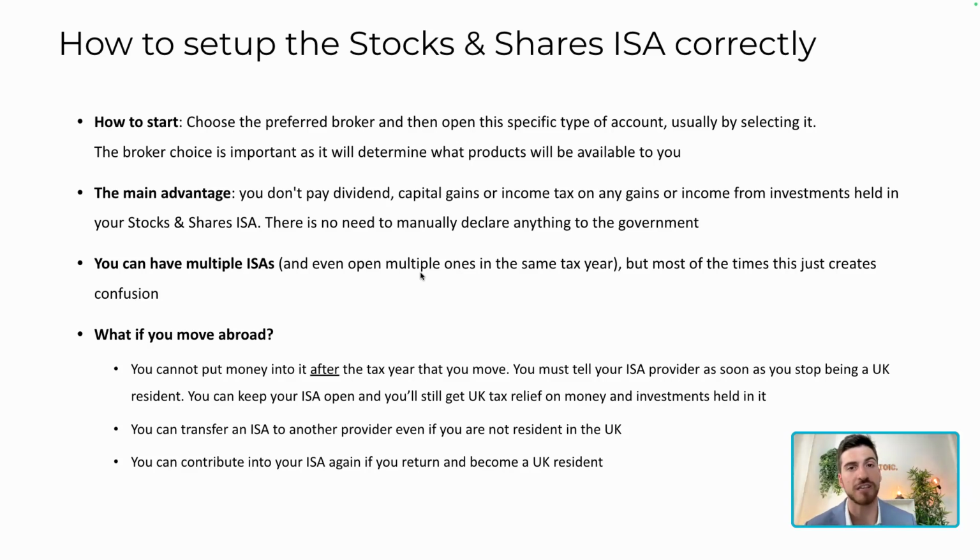And so you have the risk of, let's say that you have three ISAs, okay, three stock and shares ISAs, and you put £10,000 in each. The broker will allow you to do this. But in reality, you invested £30,000 in the ISA, well, per tax year, you can just put 20.